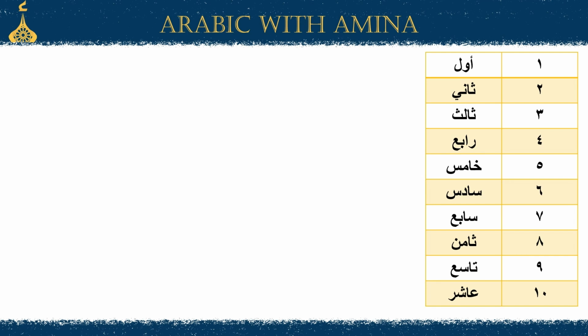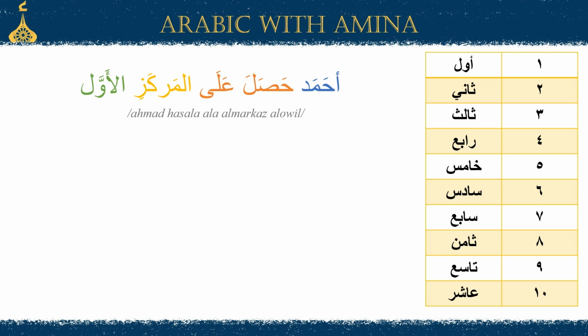So these are the ordinal numbers we went through. أول, ثاني, ثالث, رابع, خامس, سادس, سابع, ثامن, تاسع, and عاشر. Let's see them being used in sentences or everyday talk. أحمد حصل على المركز الأول. Ahmed got first place. Another example.